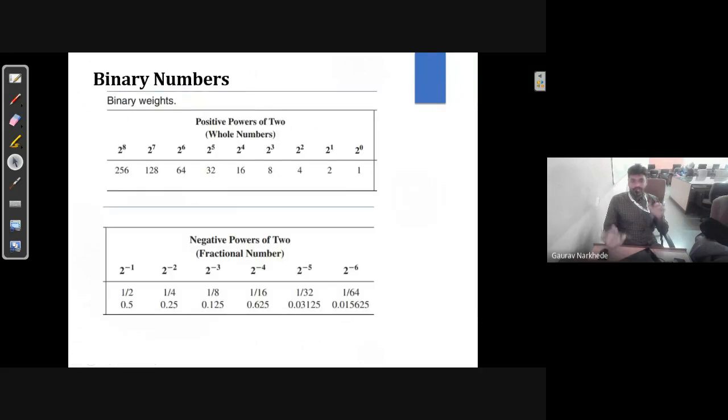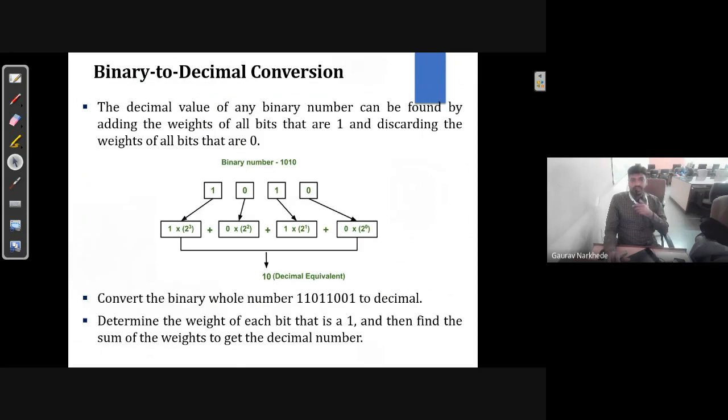Okay, so now you know weight अगर 2 है तो let us take a simple example, right. Let us take the simple example. Let us say that this binary number is 1010.